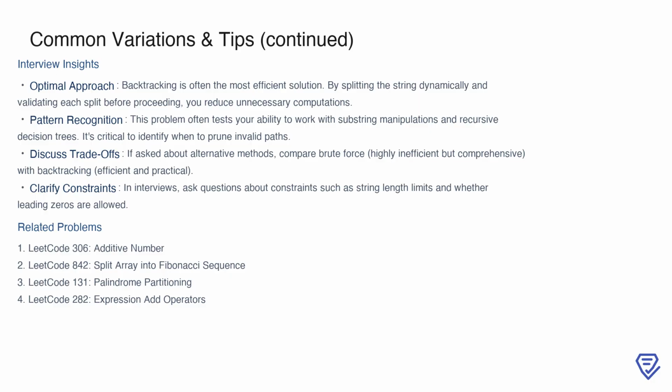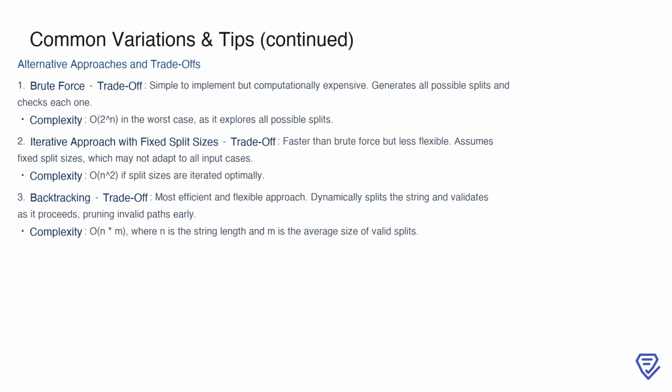If you're asked about alternative methods, it's important to discuss the trade-offs. For example, while brute force covers all possibilities, it's highly inefficient compared to backtracking, which is both practical and scalable. Always clarify constraints during interviews, such as the maximum string length or whether leading zeros are allowed, as these can significantly influence your approach. Finally, related problems like LeetCode 306, 842, 131, and 282 are excellent for building familiarity with similar substring manipulation challenges. Now let's briefly explore some alternative approaches to solving this problem and their trade-offs.